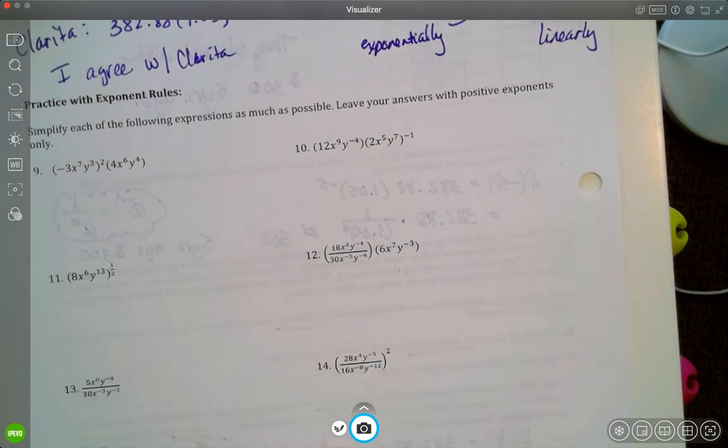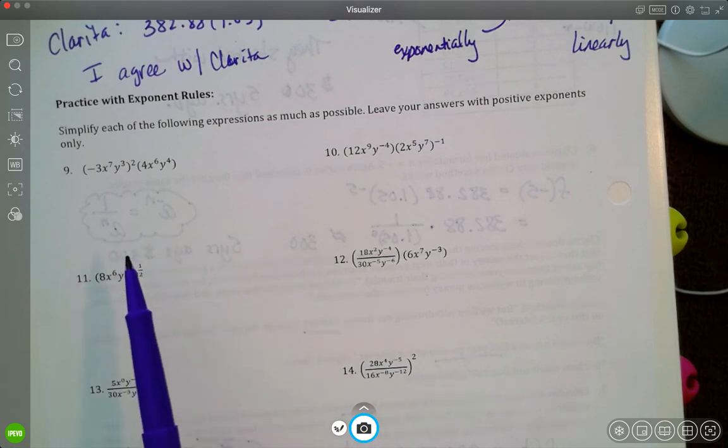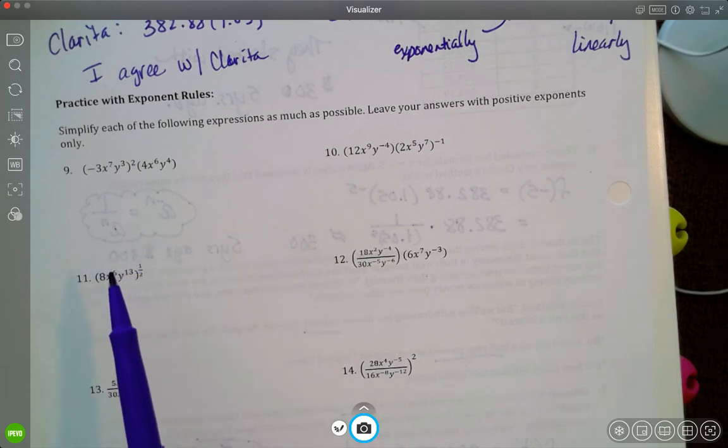So we're going to practice with these exponent rules. Hopefully you feel really comfortable with them. We're going to simplify each of the following expressions as much as possible and leave your answers with positive exponents only. You never want to leave your answer to an exponent problem like this with a negative exponent. The only time you leave an answer with negative exponents is when you have scientific notation. You might want to pause the video right now and try these on your own, and then you can check and see if you get the right answer.